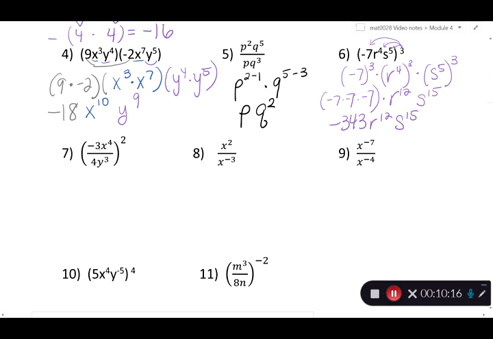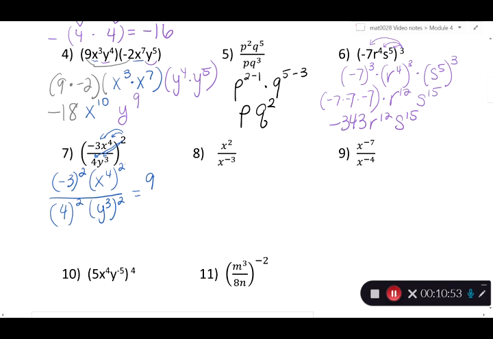Okay, so now we have negative 3x to the 4th over 4y cubed, all raised to the 2nd power. Again, we're going to distribute the square in to all of the pieces. So negative 3 squared, again, it's in the parentheses, x to the 4th squared over 4 squared y cubed squared. And then just take it in little pieces, do it one by one. Negative 3 squared would be negative 3 times negative 3, which is a positive 9.